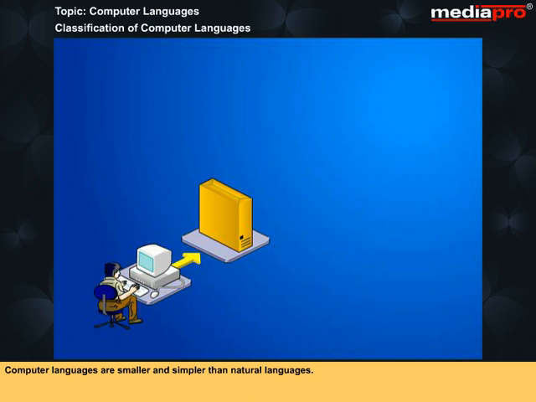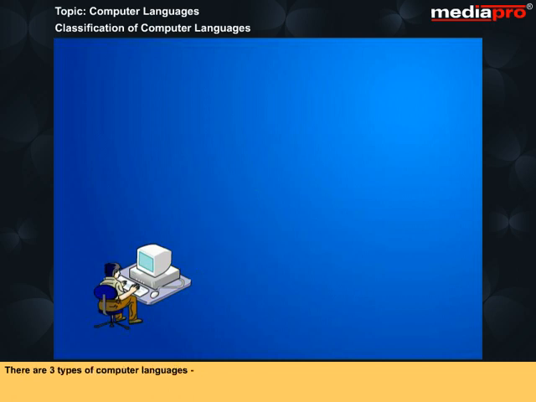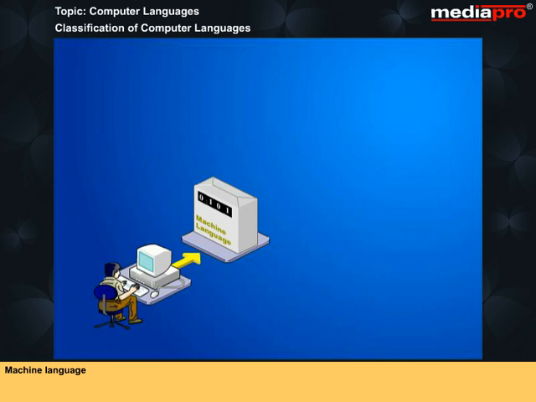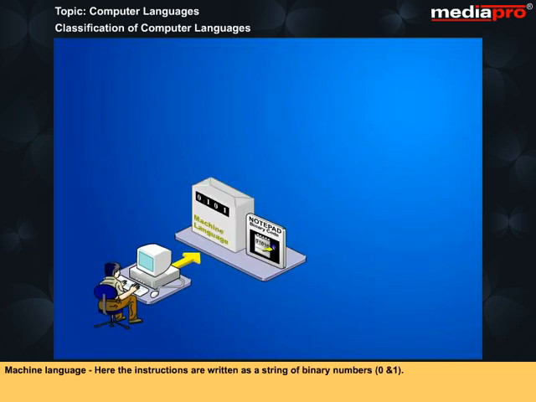Computer languages are smaller and simpler than natural languages. They have to be used with greater precision. There are three types of computer language: machine language, assembly language, and high-level language. Machine language. Here the instructions are written as a string of binary numbers, 0 and 1. It is the only language understood by the computer.